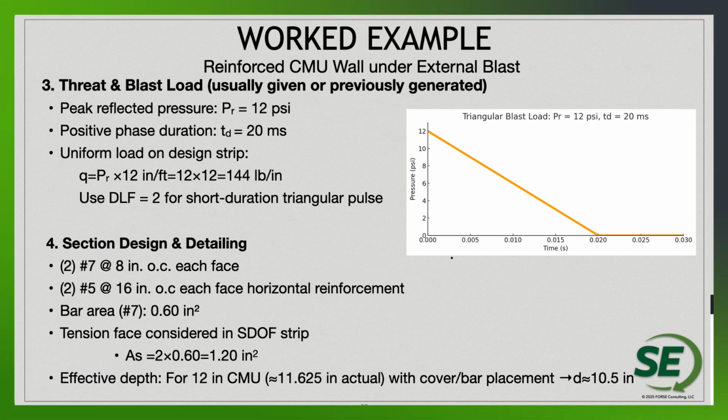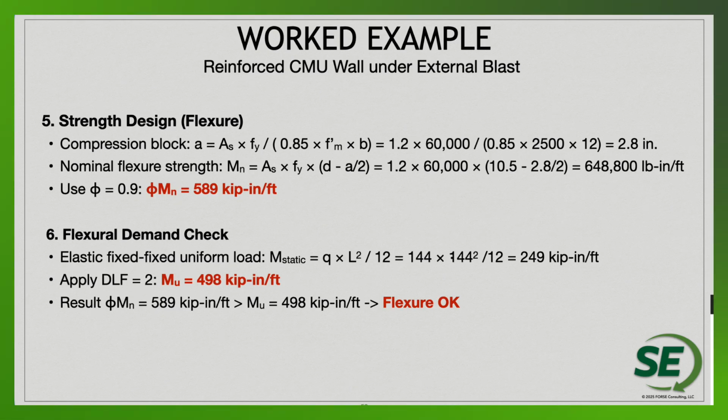And now we apply the blast load. So the peak reflected pressure here is considered as 12 psi with a duration of 12 milliseconds. This is converted to a line load of q equal to 144 pounds per inch, and a dynamic load factor of 2 is used for short triangular pulses, which I mentioned before is conservative, but just because blast is such a high intensity pressure, we account for a factor of 2, which is recommended by the UFC framework. The section here uses 2 number 7 vertical bars per face at 8-inch and 2 number 5 horizontal bars per face at 16-inch.